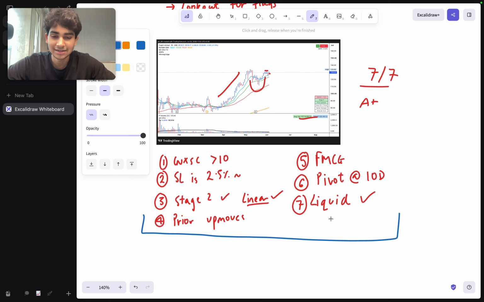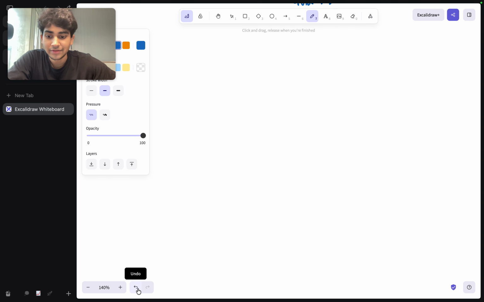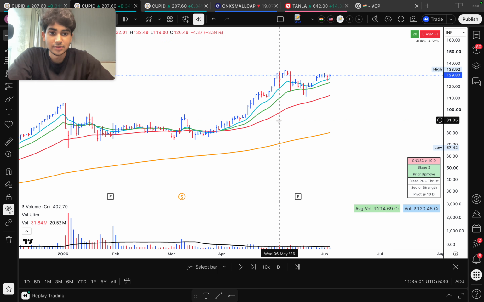I have shared exactly what my entry point criteria is. Gold standard, guys. Trust me on this. This is the gold standard to swing trading in the Indian stock market. You make sure that all of your stocks have 7 out of 7 entry points, you will be massively profitable for sure.